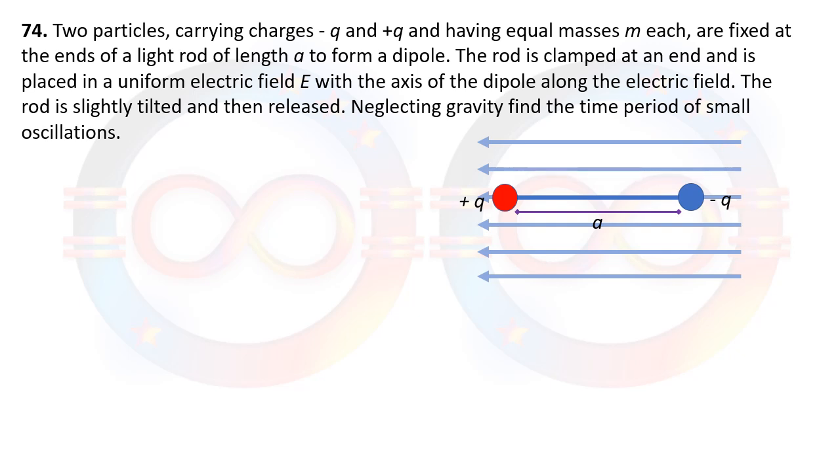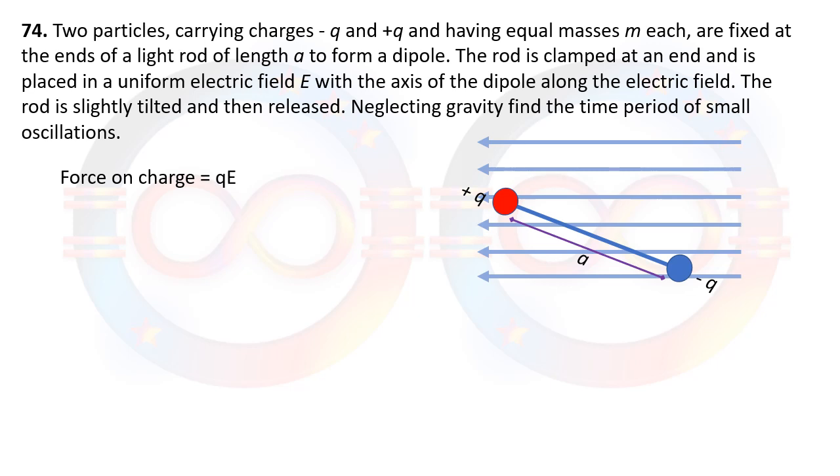But if slightly tilted, the point of action where the forces due to both are going to act, these forces will now be acting at two different points. So they will result in certain acceleration, and because of that the dipole or the rod would start small oscillatory motion. So the question is, what is the time period of that small oscillation? So this is the situation, slightly tilted, one end is fixed, what will happen after that?